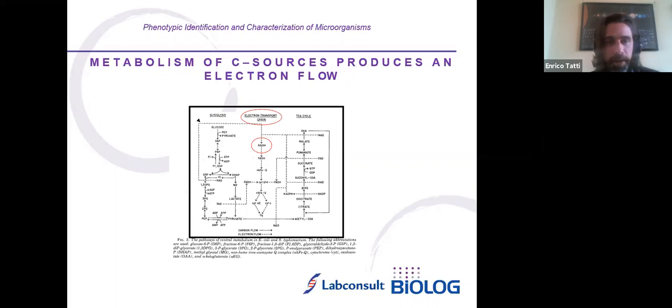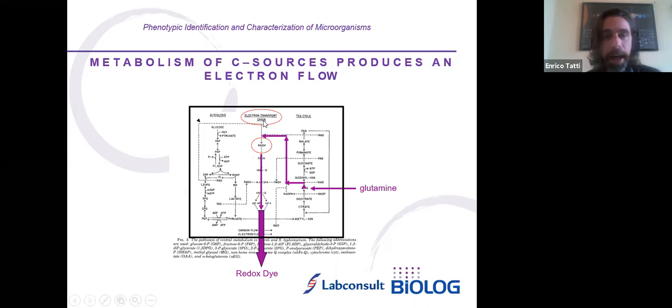So this slide is again a little bit conceptual, just to show you in more detail how the redox dye works in concert with the technology. Here you can see a cell, and the two main metabolic pathways in a cell, glycolysis and the TCA cycle. If the cell finds a compound like glutamine in the well, it internalizes it, and this activates the TCA cycle, which then leads to the production or activation of the electron transport chain. And this leads to NADH production.